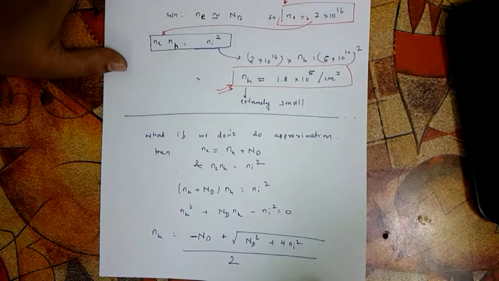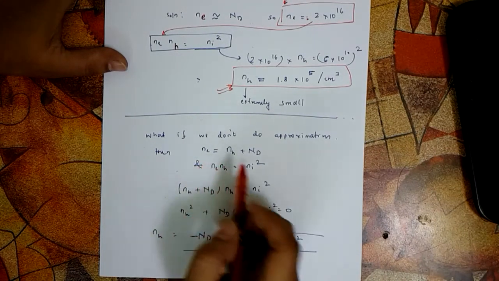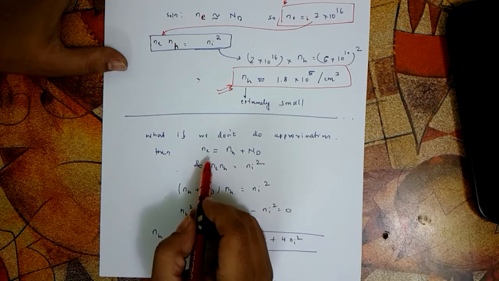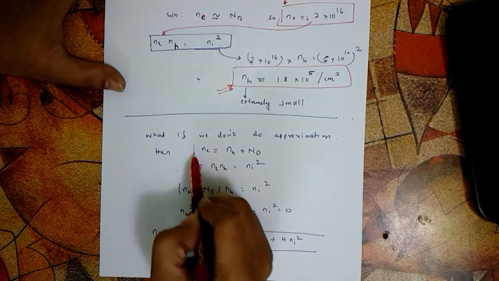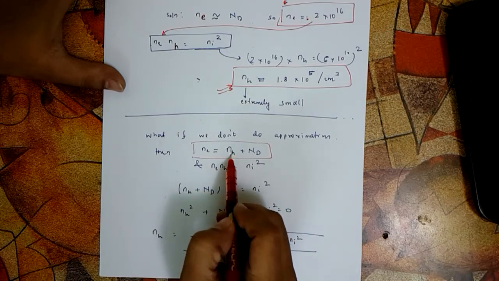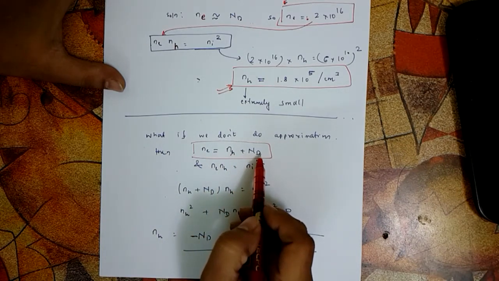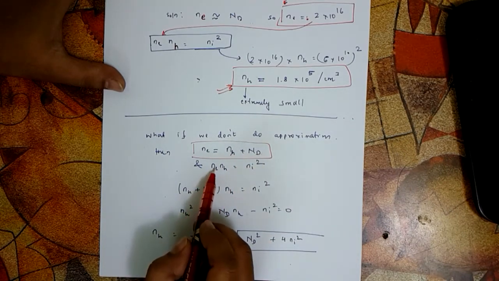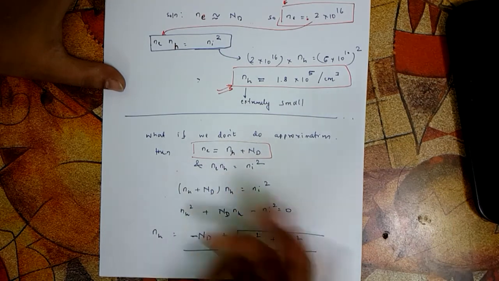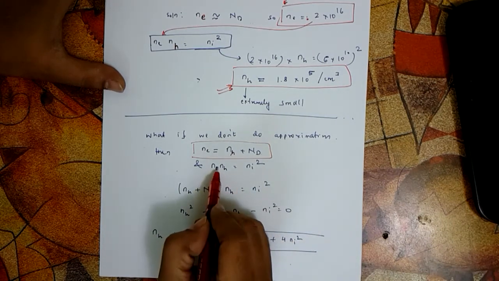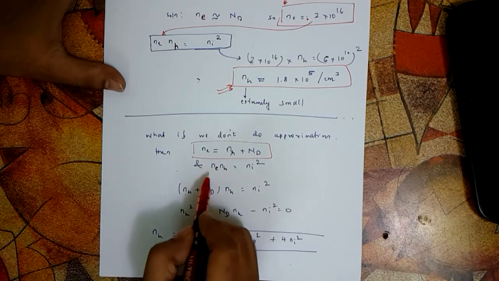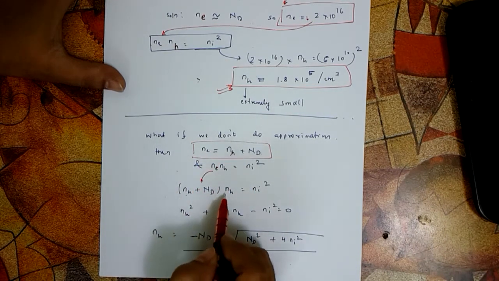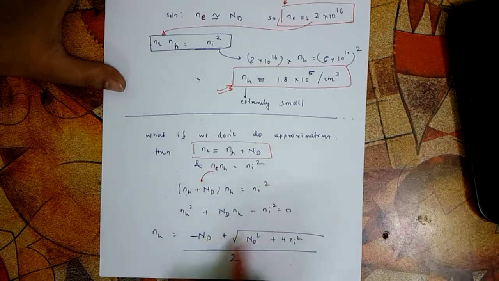Now, instead of solving the quadratic, we did the assumption. But what if we don't want to do the approximation and want to solve the quadratic? So let's see. We know that the number of electrons is equal to number of holes plus what is furnished by the donor impurity atoms, and also we know that Ne into Nh is equal to Ni square. So we have got two equations, two unknowns. The two unknowns are Ne and Nh, and the two equations are like this. So let's substitute the Ne as this. Nd plus Nh into Nh is equal to Ni square. So we got a quadratic like this.